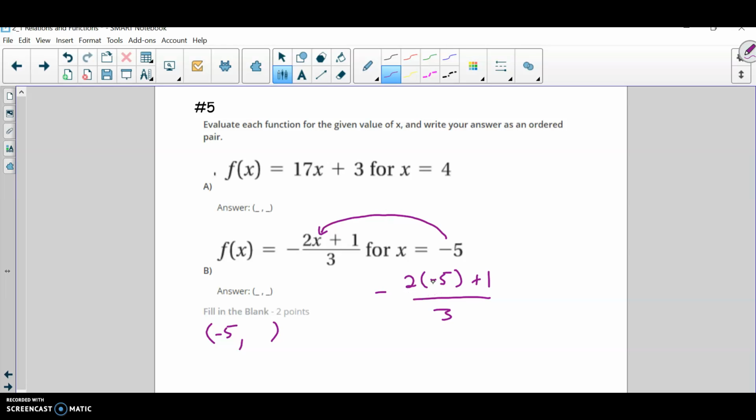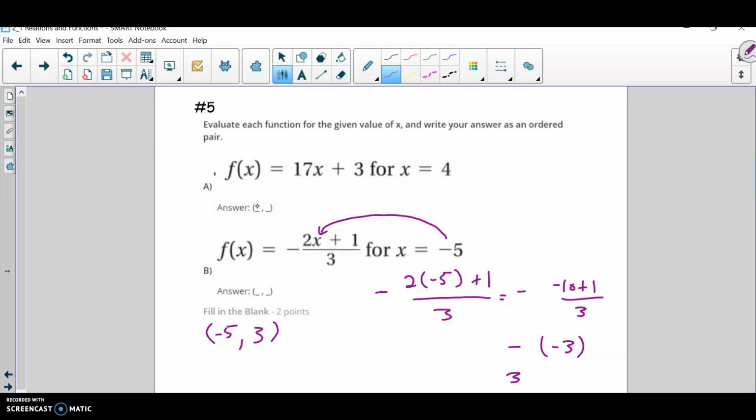All right, and generally I would do all the calculations here and then take the opposite of it at the end because of this negative. Okay, so on the top, you'd have -10 plus 1 all over 3. Okay, and so then that would be -9 divided by 3, so it would be -3. -9 divided by 3, and then do the opposite of that to get 3. So for part B, our input is -5 and our output is 3.